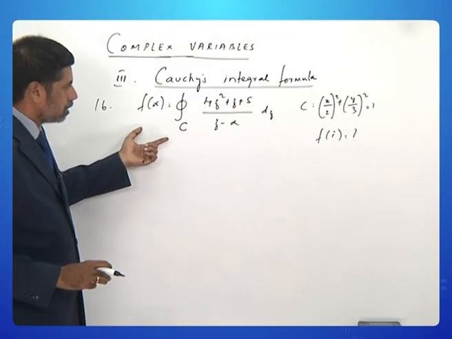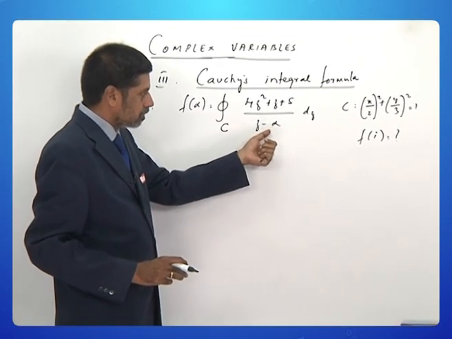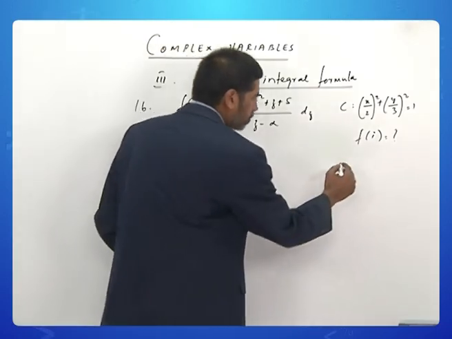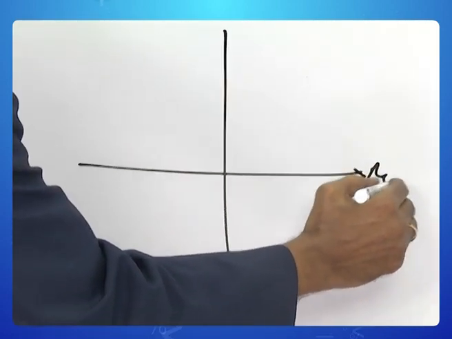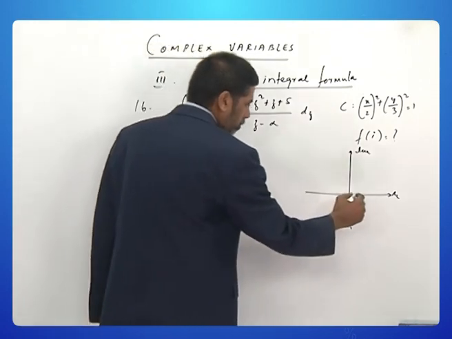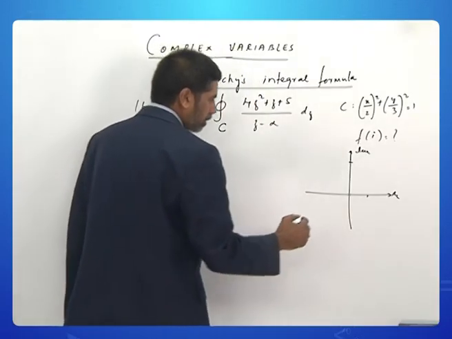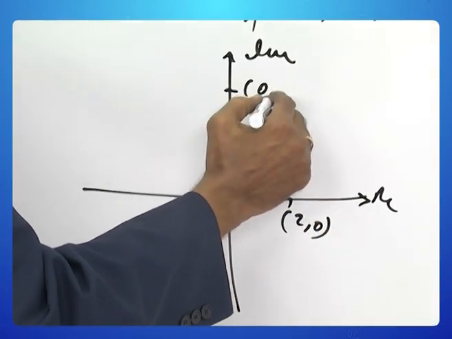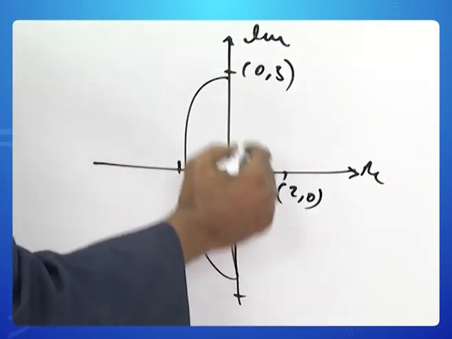Now this is a problem where z is equal to alpha may be a singularity. Let's look at the ellipse first. The semi-major axis and this semi-minor axis can be seen. This is 2, 0. This is 0, 3. And you have an ellipse.